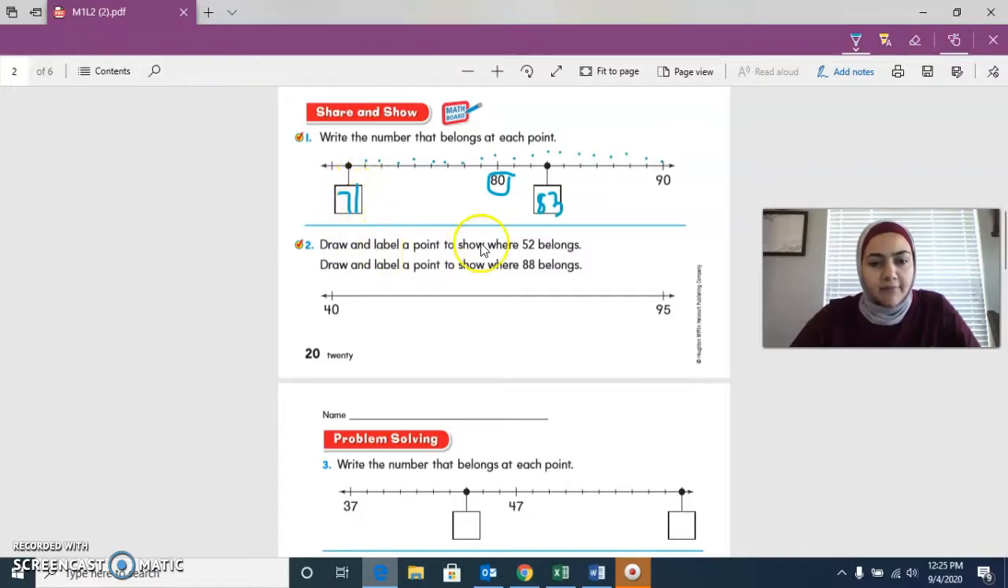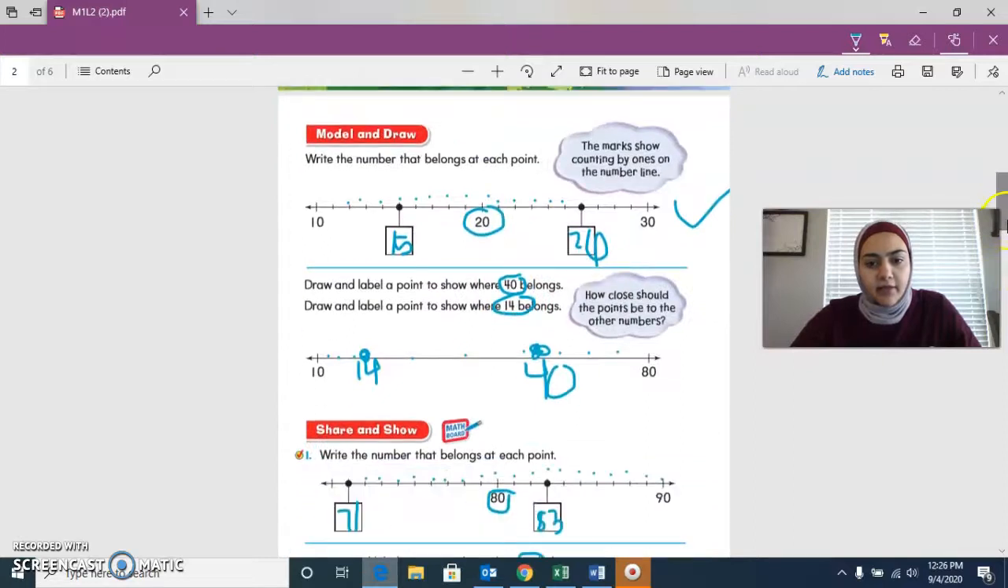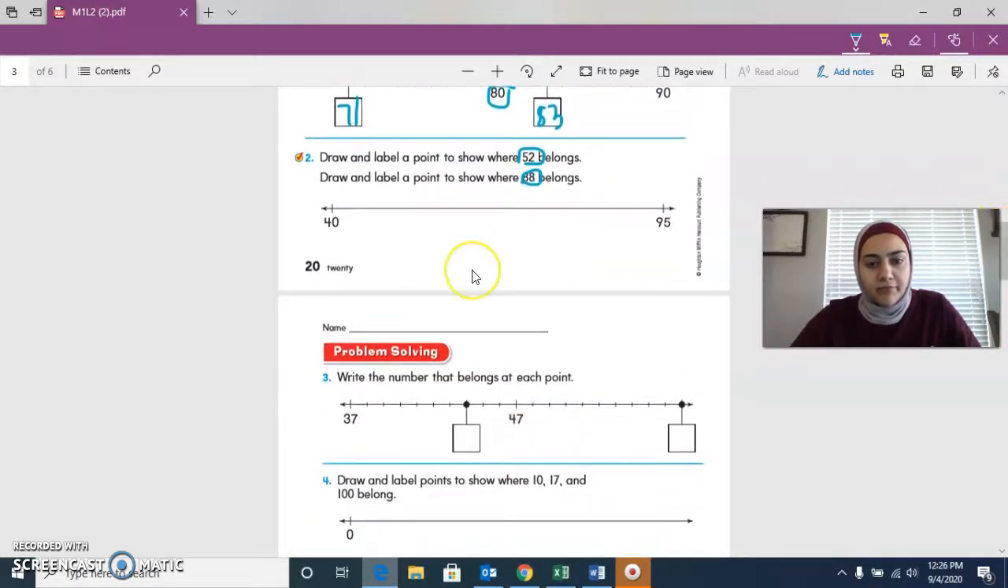All right, draw and label a point to show where 52 belongs, and draw and label a point to show where 88 belongs. Again, this is kind of like this one. They just want you to put the numbers on the number line, and they just want to know that you know that 52 is closer to 40 than it is to 95, right? So 52, you would write it closer to 40, which is here.